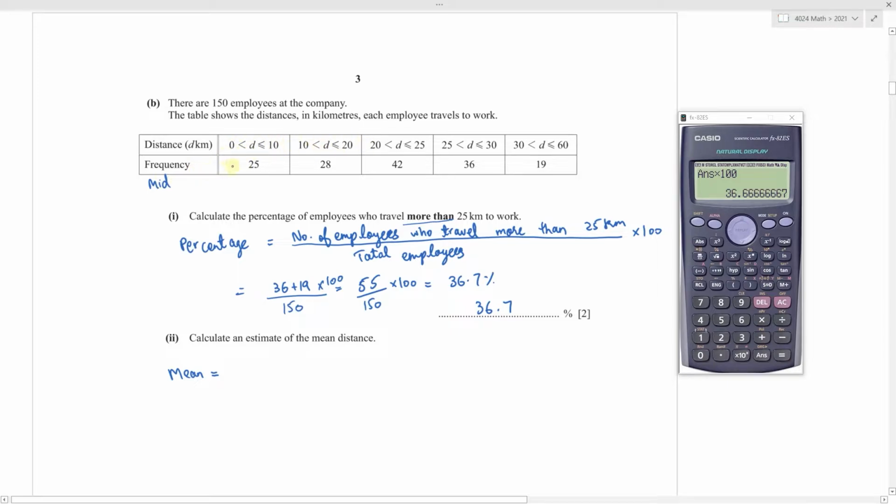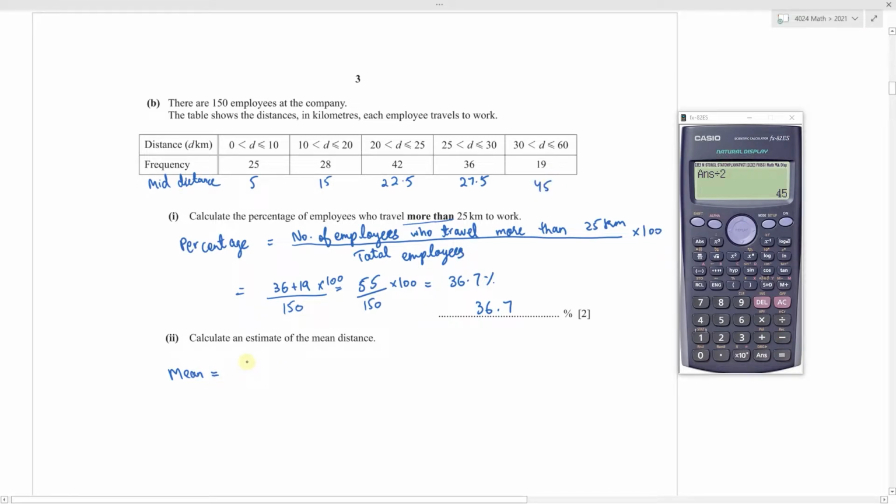So when you're given class intervals, you find the mid values of each interval. So mid distance I can call it. So this is 0 to 10, the mid value is 5. 10 to 20, mid value is 15. 20 to 25, mid value is 20 plus 25, 45 divided by 2 is 22.5. 25 to 30, mid value will be 30 plus 25 divided by 2, which is 27.5. And then you have 30 to 60, mid value is 30 plus 60 divided by 2, which is 45 here.